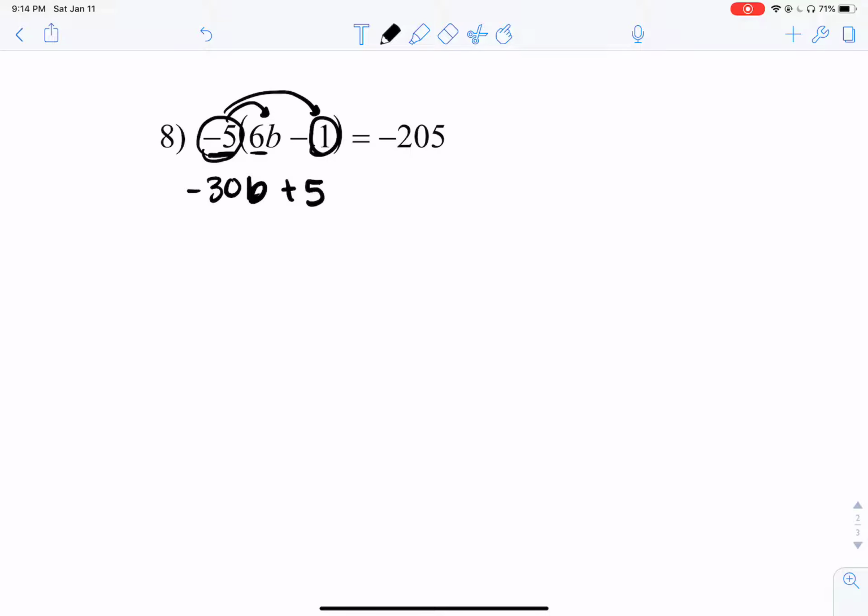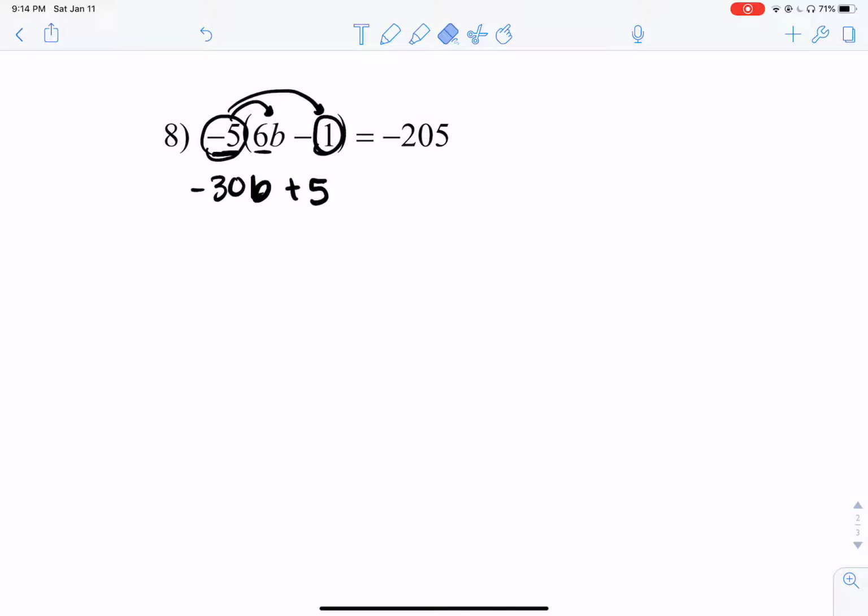positive 5. Another way of thinking about this is that when you distribute inside the parentheses, you can treat this number as if it was a negative 1. So this negative 5 times this negative 1 is equal to a positive 5. So we add 5, equal to negative 205.